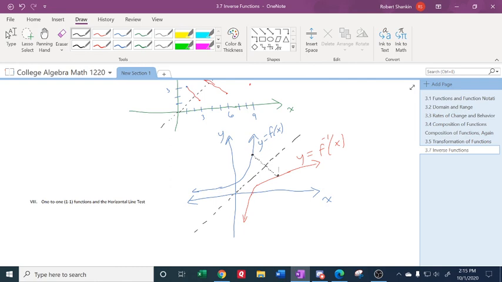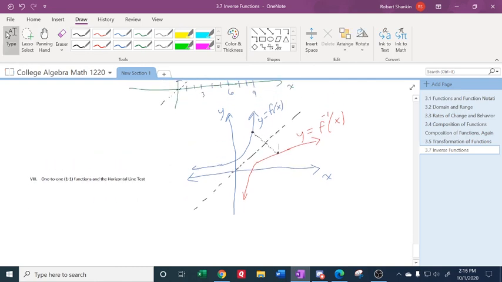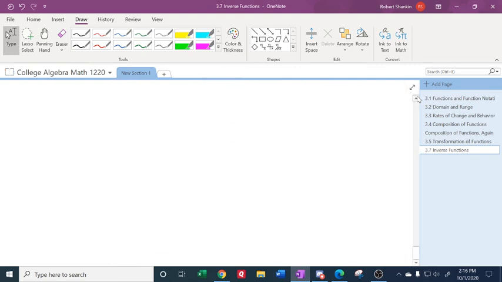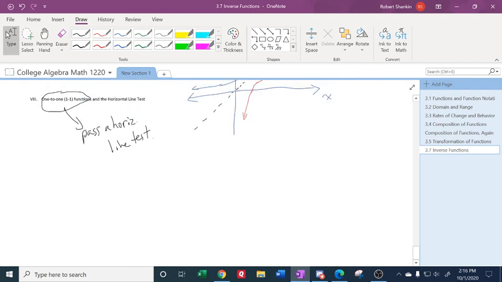Alright, and then one-to-one functions. A brief statement. They pass a horizontal line test. Okay. Remember the vertical line test for functions? Well, to be a one-to-one function, you have to pass a horizontal line test. And super briefly, as well, we're out of time. I'll have to get back to this next time.